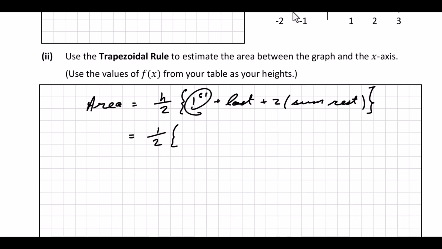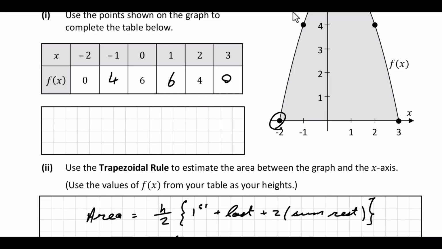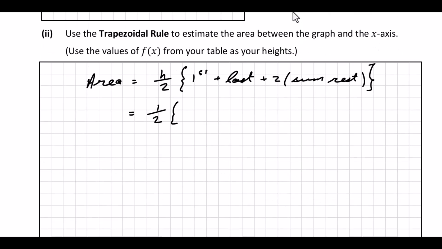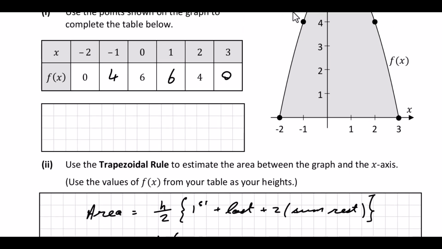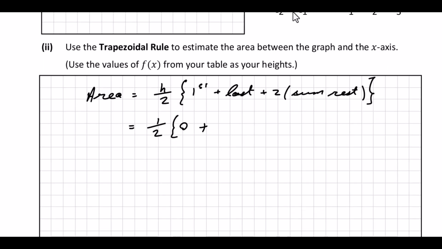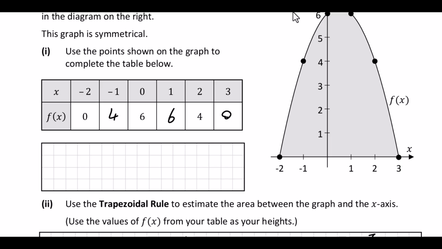The first, what I mean by the first here is the first height. So we start here. That has a height of 0. It's minus 2, 0. So we put in a 0 there. Plus the last one then also has a height of 0. We can see here 0 plus 0 plus twice the other heights, if you like. So it's twice this height here. We're breaking it up into these trapeziums here, or trapezoids here.